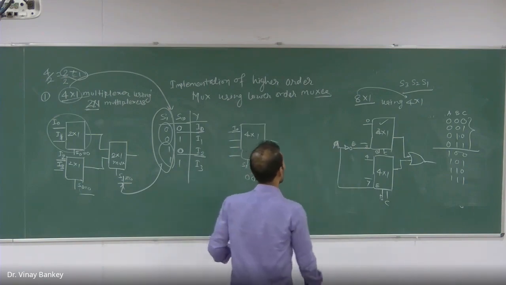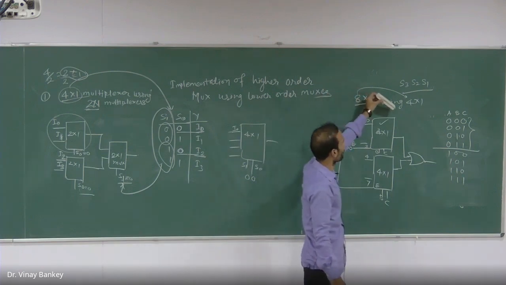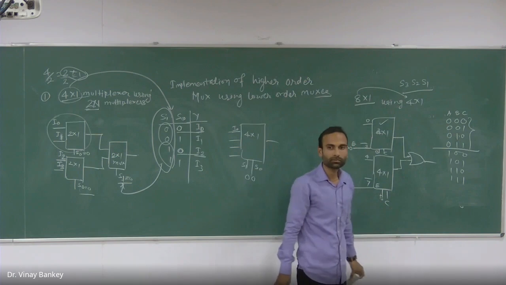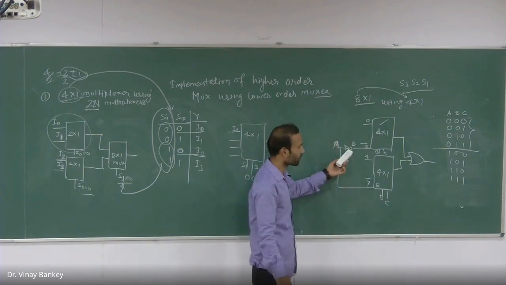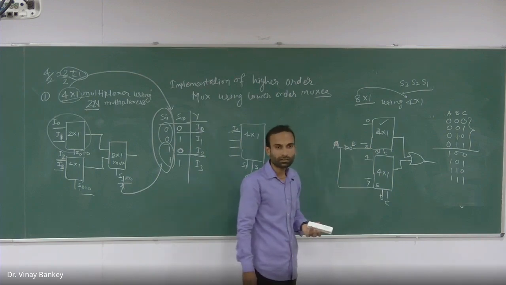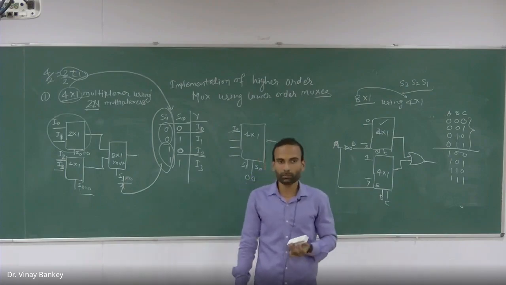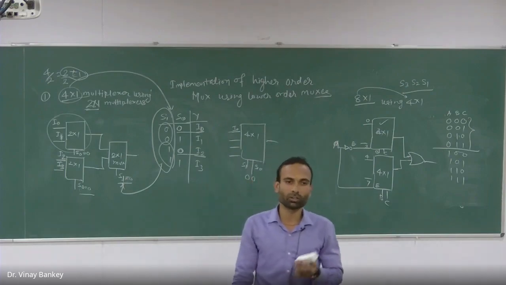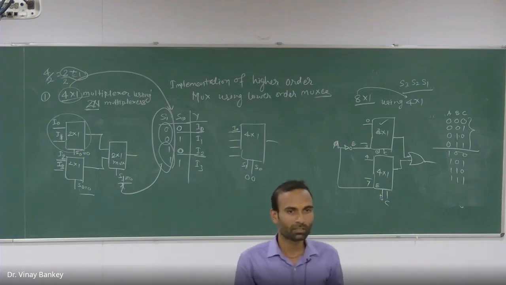Yes, of course we can do, but the question comes like this: implement 8 cross 1 using 4 cross 1 and other logic gates. Because this logic gate is also needed here, we will require this logic gate. You were not present in my previous classes, and you did not see the video that I uploaded. That's why you are asking this question.